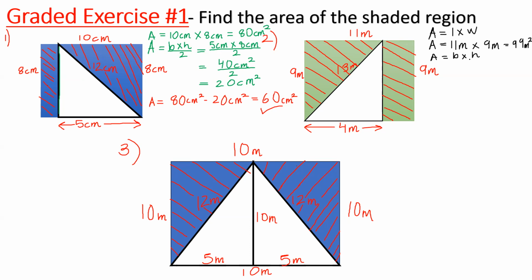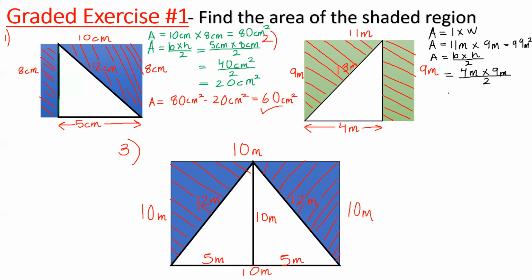Base times height divided by what? Divided by 2. What is the base? 4 meters. What is the height? 9 meters. Good. And then we have to divide that by 2.